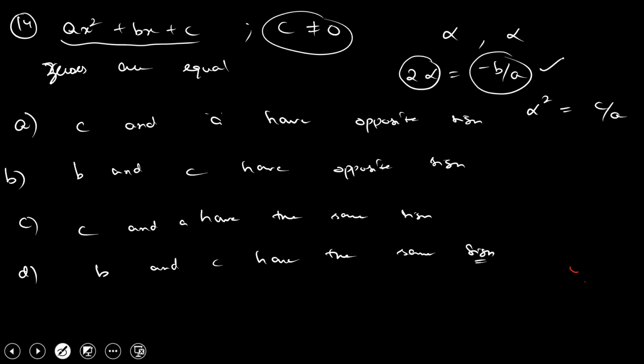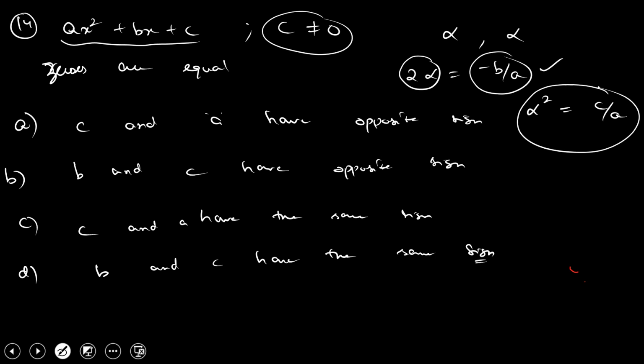They have different signs. You can't, because 2 alpha is equal to minus b by a. It can be anything, because we don't know the sign of alpha. They told us the alphas are equal. Whereas if I see alpha square is equal to C by A, what am I able to conclude?